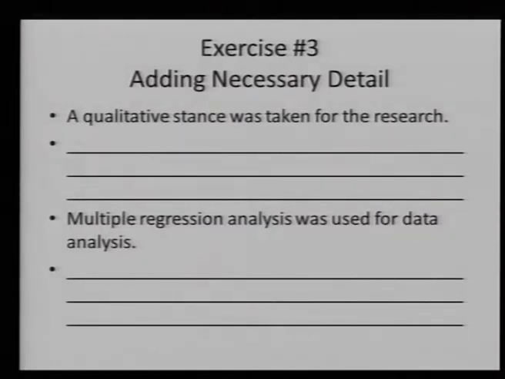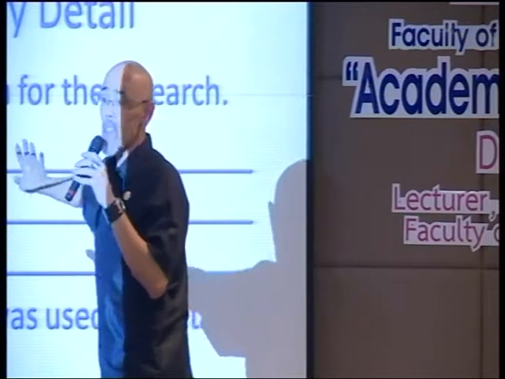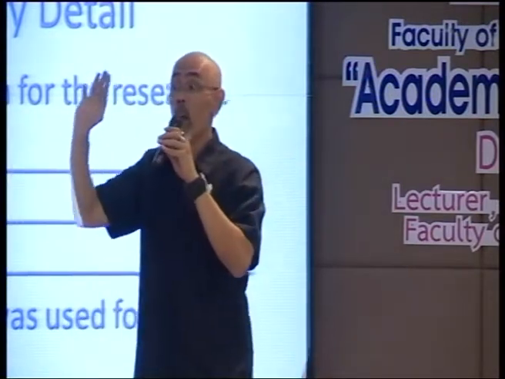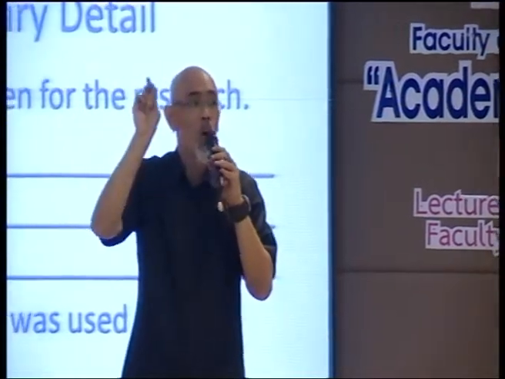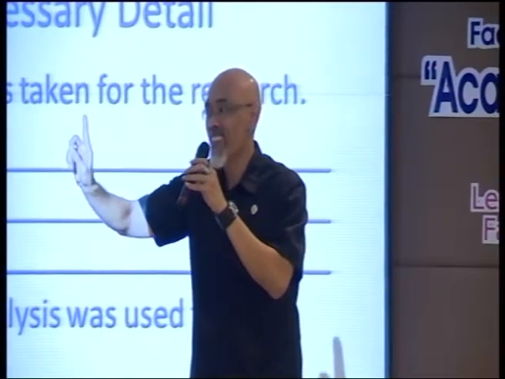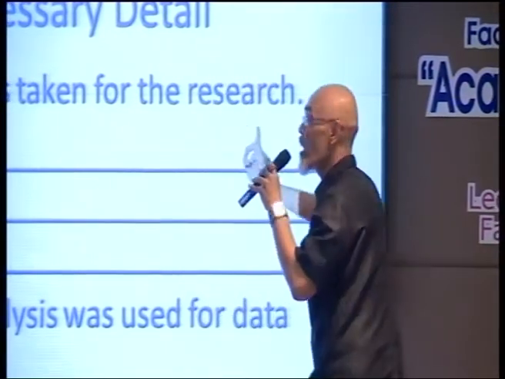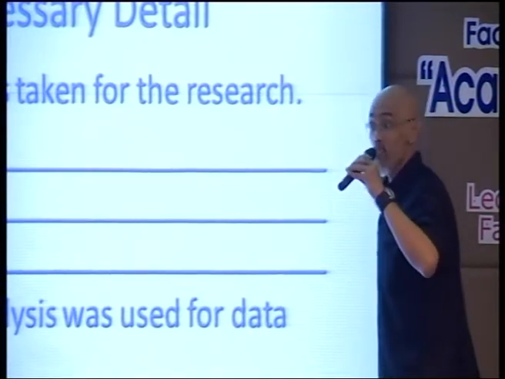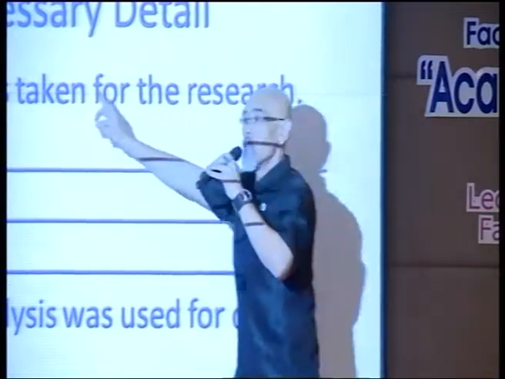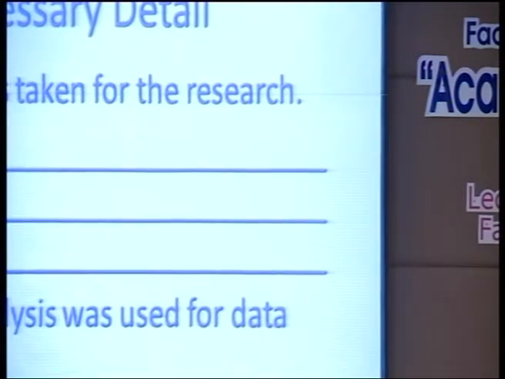A qualitative stance for the research was taken. What's missing here? Yes. Wait, before we go to sample, population, and all of that, ask this question: why was a qualitative stance taken? Then you can say a qualitative stance was taken for the research because the population is a hidden or marginalized population.